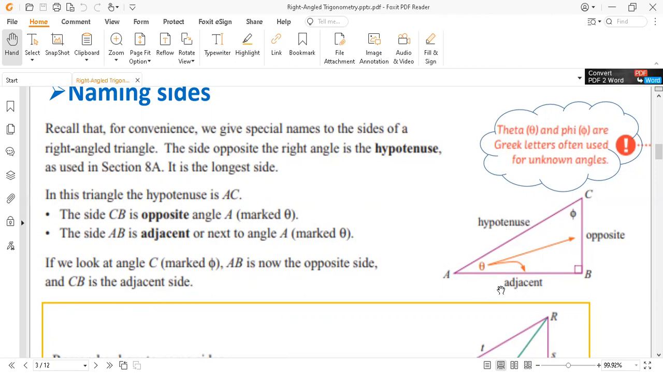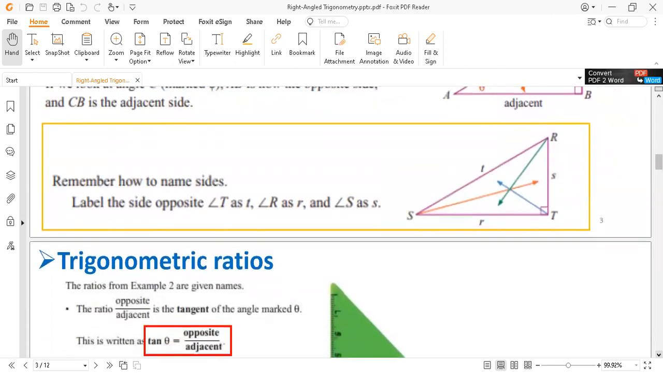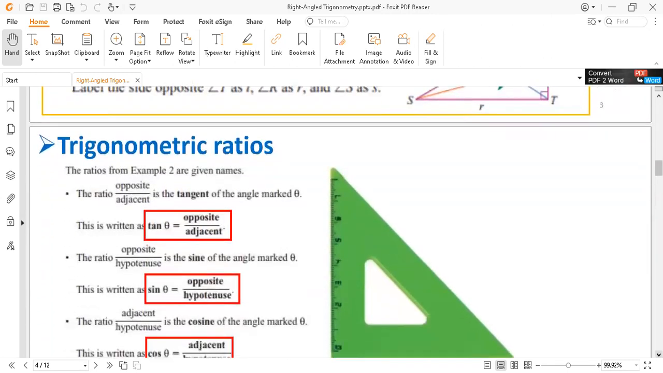Okay, so the other side is the adjacent for theta. For phi, for example, the opposite is AB. Since AC is the hypotenuse, it always remains the hypotenuse. So BC is the adjacent for phi, and so on.